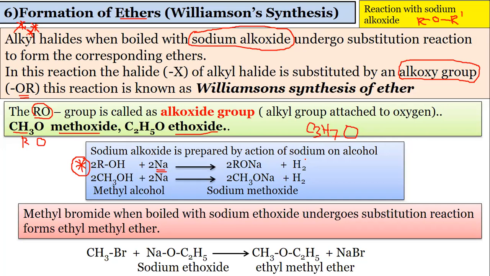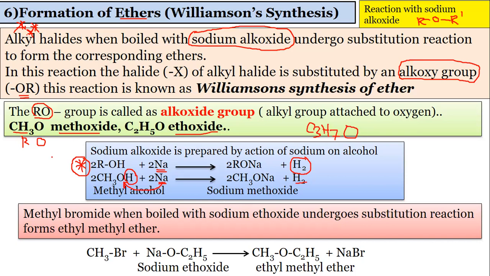So H2 gas will be evolved only, and we get here alkoxide. One example is given here, methyl alcohol. We are taking two molecules of methyl alcohol plus twice Na. This sodium metal is joined to this oxygen and these two hydrogens will be removed, and we get this sodium methoxide. This sodium methoxide we have to use in this reaction.